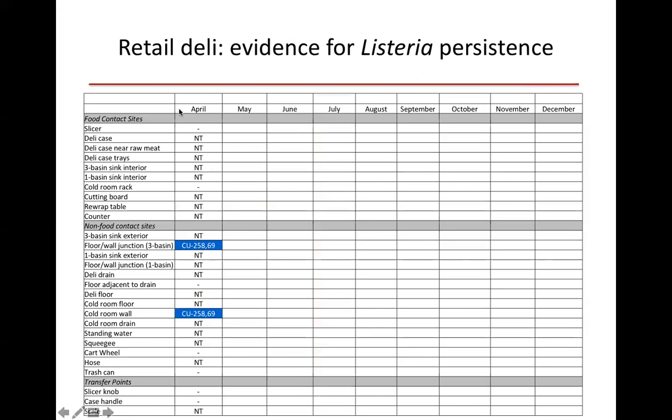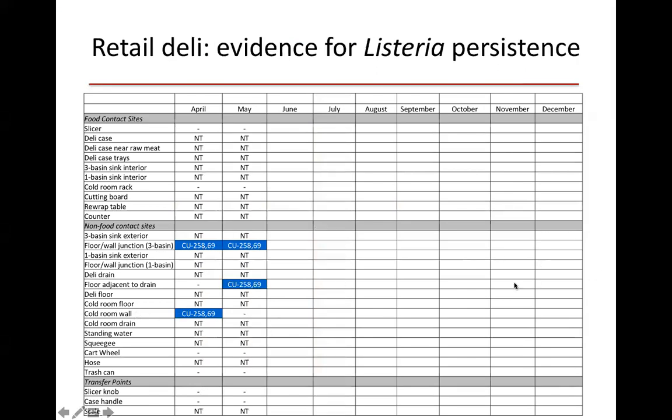So for this particular deli, when we went in April, we only found 2 positives, but they were both the same type of Listeria. One was in a floor wall junction below a 3-basin sink, and another was in the cold room on the wall. So sampling was done again in May, and you can see again we have the same site positive with the same Listeria. So it looks like either Listeria is able to survive there over time and avoid cleaning and sanitation, or it's reintroduced to that site.